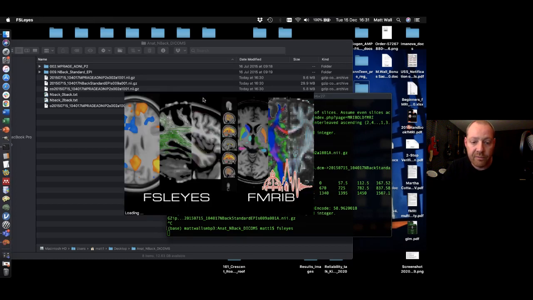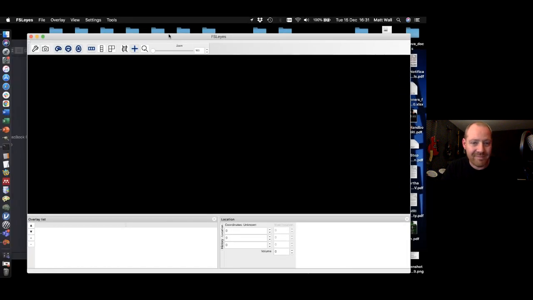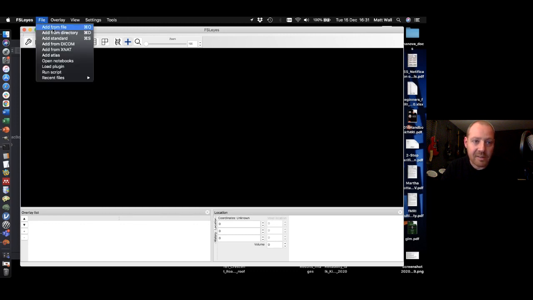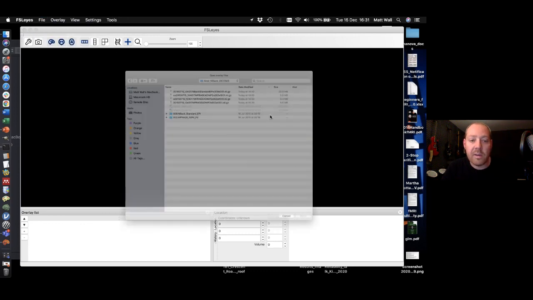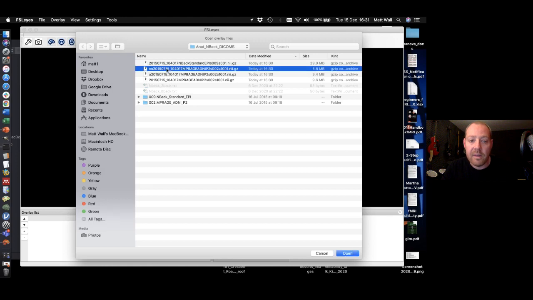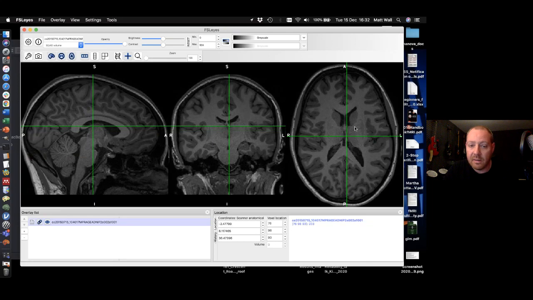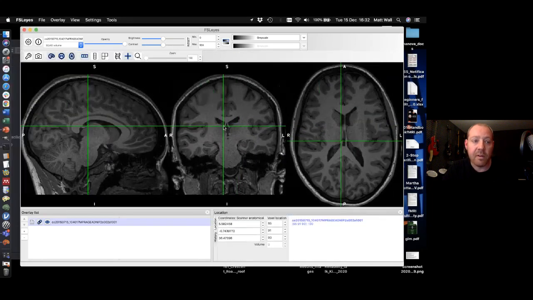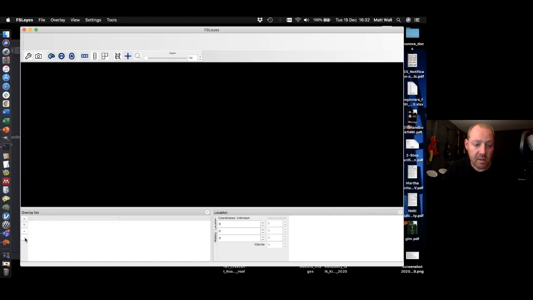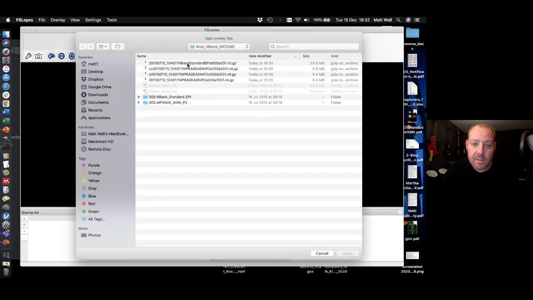So I'm just going to look at those images that I've got using the viewer that comes with FSL, which is called FSLeyes. I think they want us to call it FSLeyes, but people call it FSLview as well. So first of all, I'm going to look at the anatomical image, which is going to be this one. That looks like a brain. Very good. And then I am going to look at the functional image, which is that one.